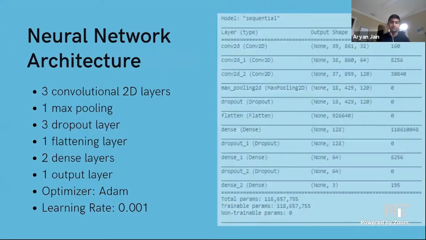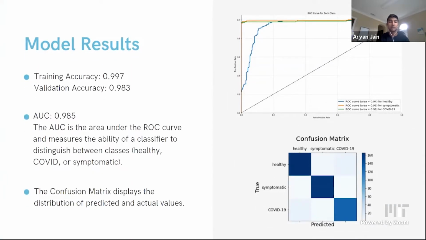Finally, our model results. Our training accuracy is 99.7%, and our validation accuracy is 98.3%. These are really high results. And our validation accuracy, which acts as testing data to assess the performance of our model, is performing really well. To confirm our results, we also assessed our AUC, or area under the curve. This is another performance metric that measures the ability of a classifier to distinguish between various classes, and in our case, it distinguishes between healthy, symptomatic, and COVID-19. The maximum score an AUC can give is 1, which refers to a perfect model.